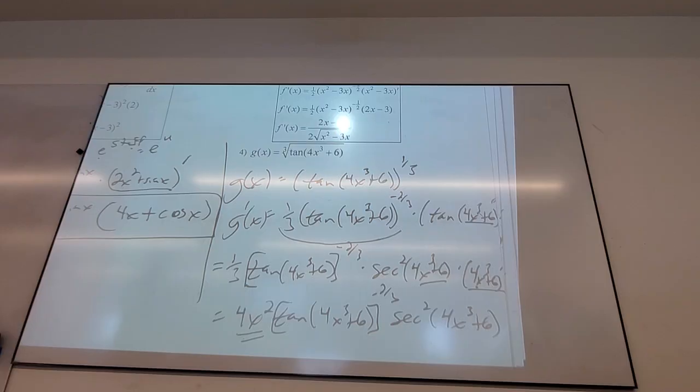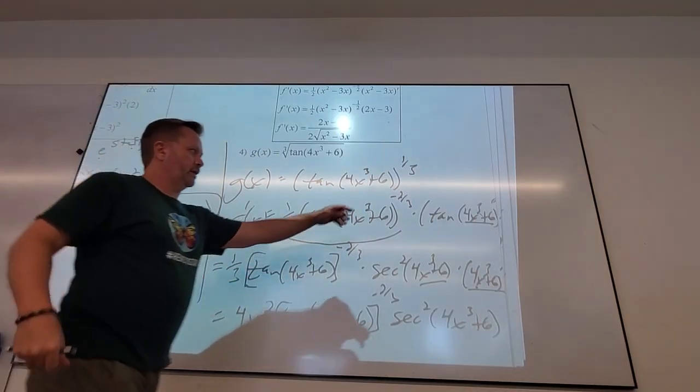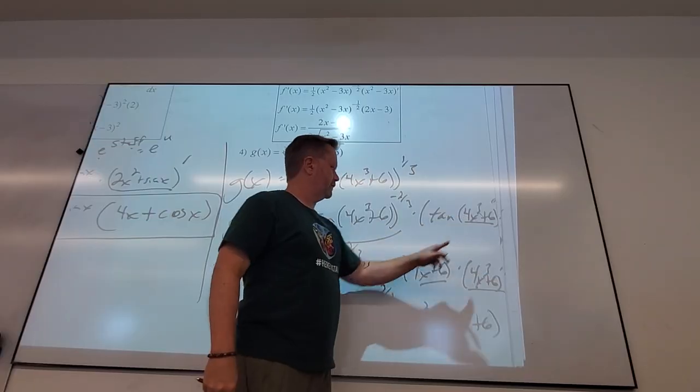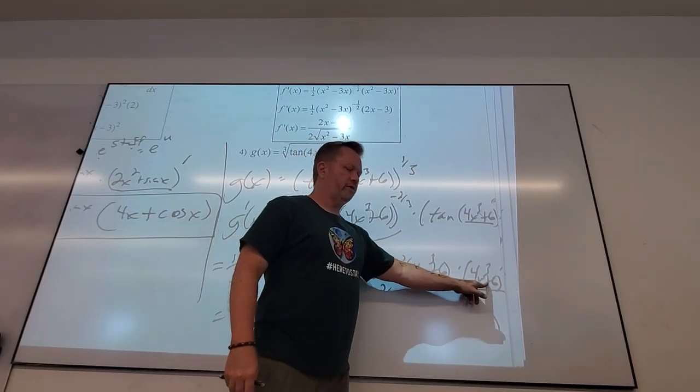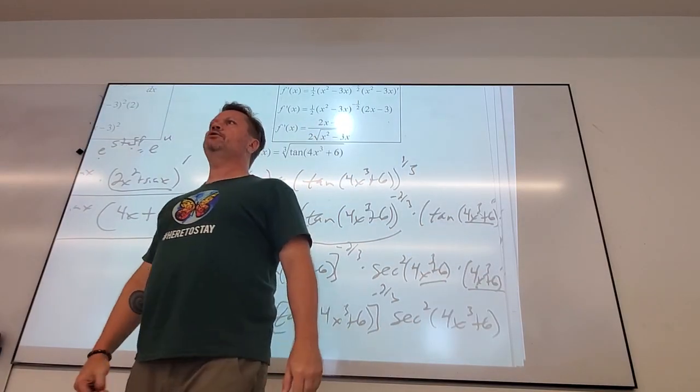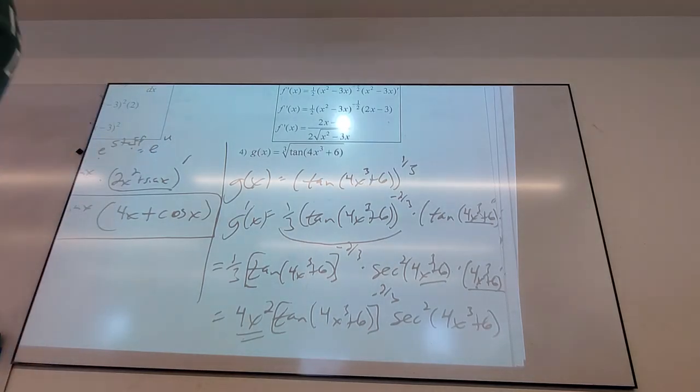Because that tan is not just a tan x, it's a tan with stuff inside. So tangent of stuff is secant squared of stuff, and then you break down the derivative of stuff, and you keep doing that until the inside is just x. Then you don't have to worry about chain rule anymore.